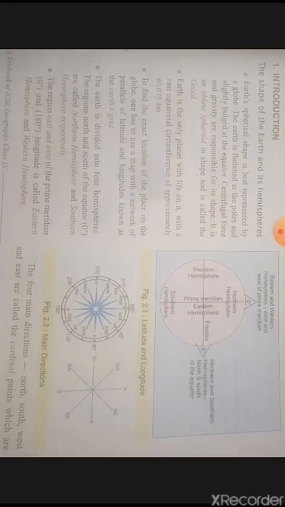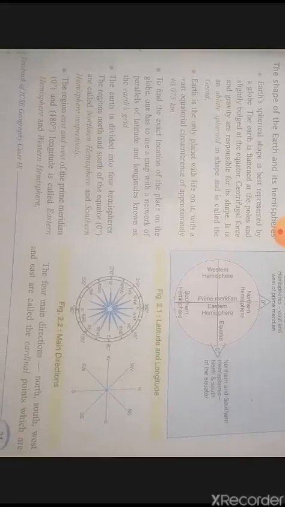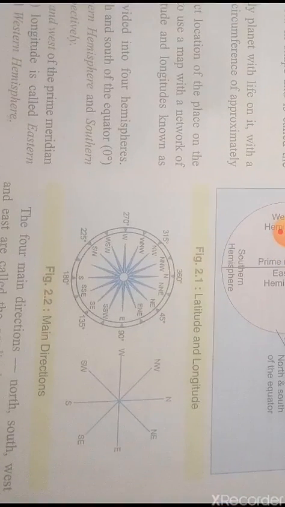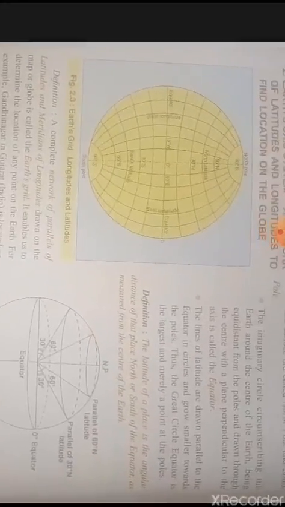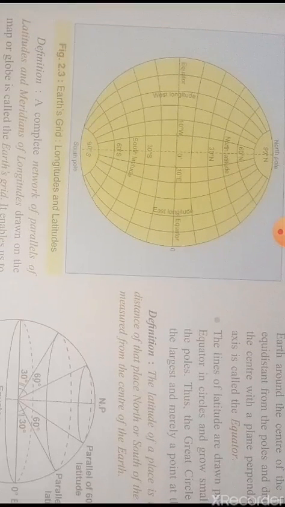The four main directions north, south, east, west are called as cardinal points, which are indicated on every map and help us to locate the places on a globe. But to find the exact location of a place on the globe, one has to use a map with a network of parallels of latitude and longitudes. A complete network of parallels of latitudes and longitudes drawn on the map or globe is called the Earth's grid. It enables us to determine the location of any point on the Earth.